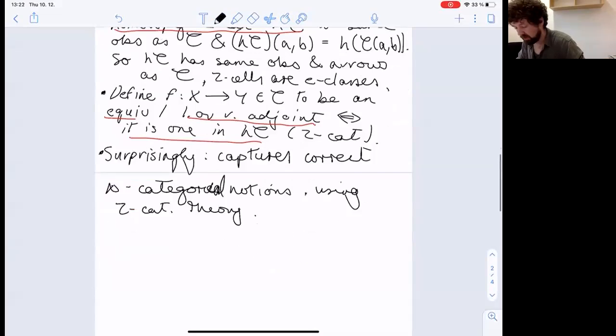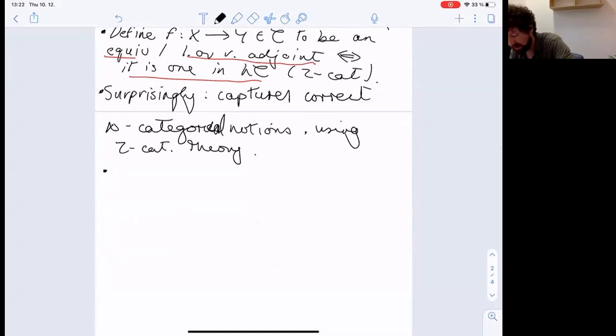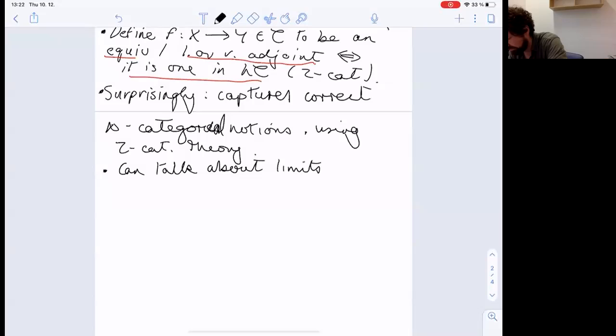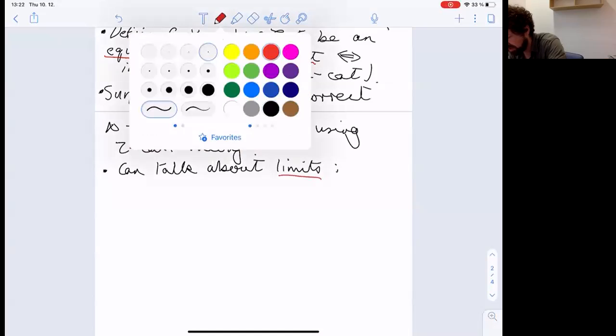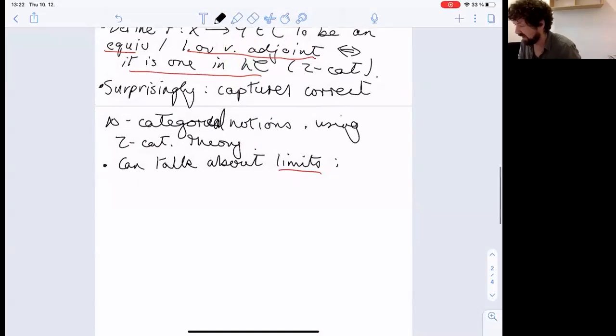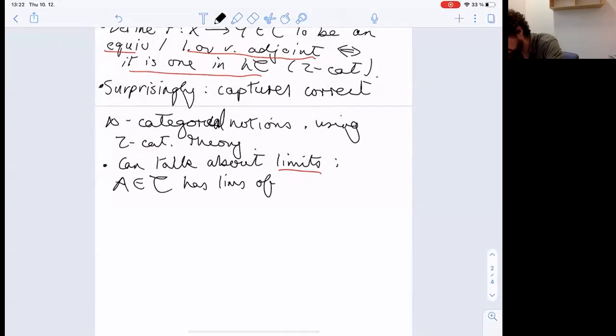So what else can we do? An important point is we can also talk about things like limits in an infinity category. Remember, we think about the objects of an infinity cosmos. Riehl and Verity call them infinity categories, just as a generic name. We like to talk about limits in an infinity category. So we can say that an object of an infinity cosmos has limits of, say, shape X, for X a simplicial set.